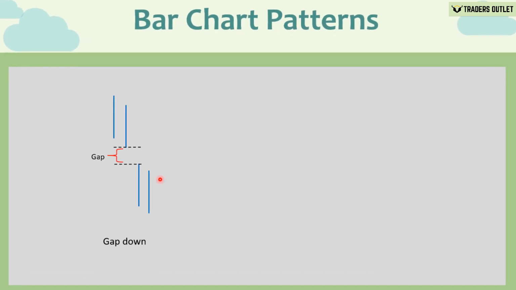What is a gap? You'll see this is an area where no trade has happened. If you notice this particular chart, these are day bars. After this particular bar, the trade happened in this particular range, but next day the trade opened directly below, at a price much lower than the previous close. So no trade happened between this region, right? So that's a gap, and that's a simple form of gap.